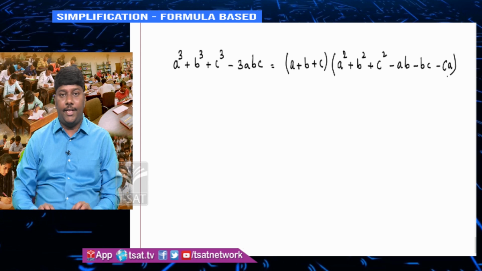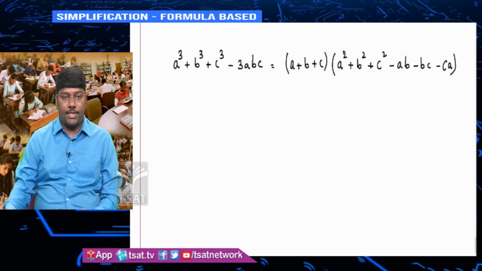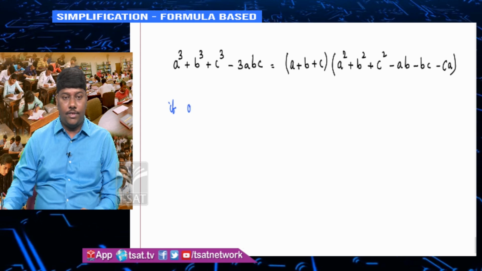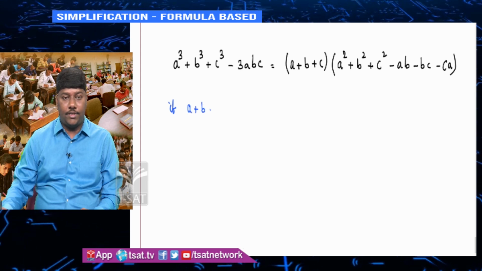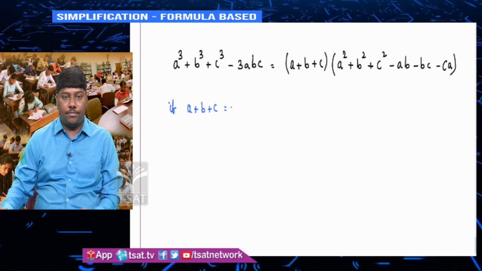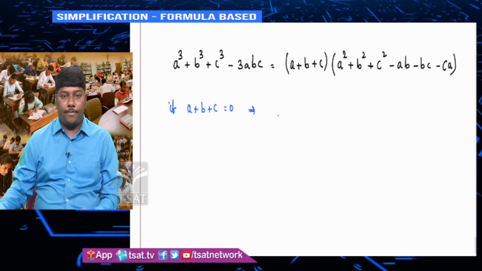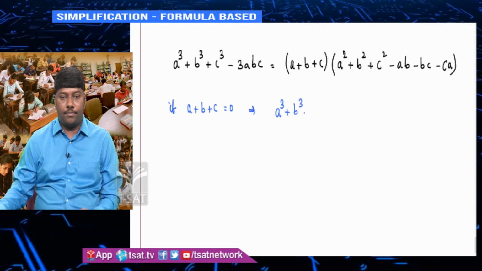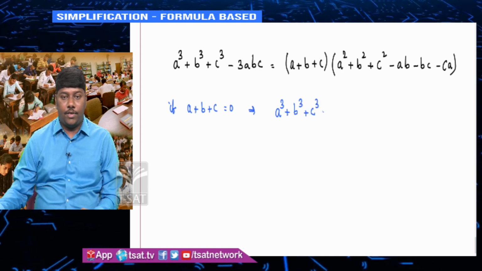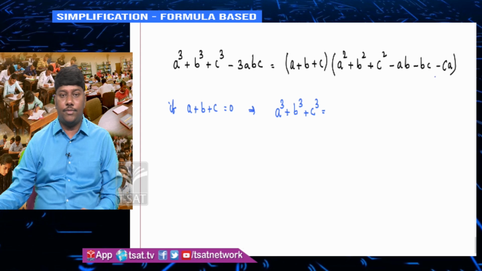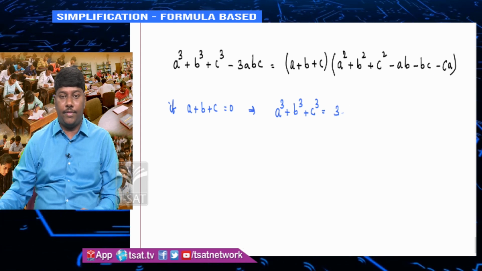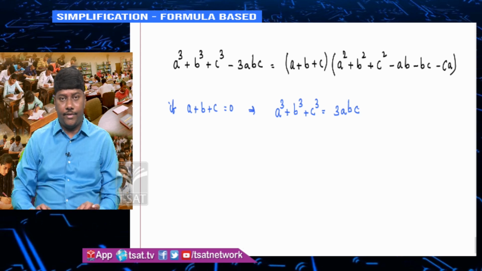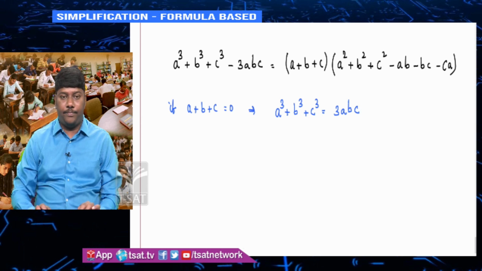From this you can actually derive a number of formulas, such as if A plus B plus C is equal to 0, then you can simply say A cube plus B cube plus C cube is equal to, this entire term becomes 0, therefore equal to 3 into ABC. But choose A, B, C carefully. If there is a negative sign, choose the negative sign as well.